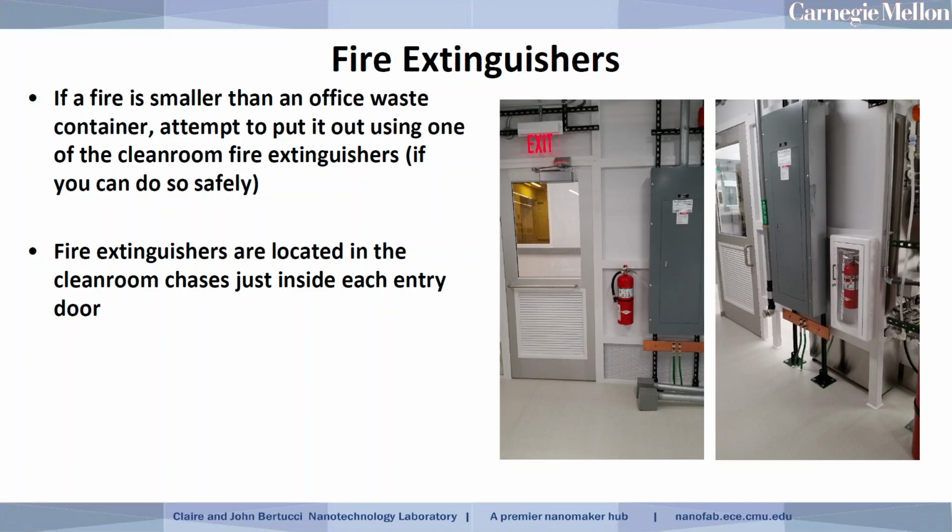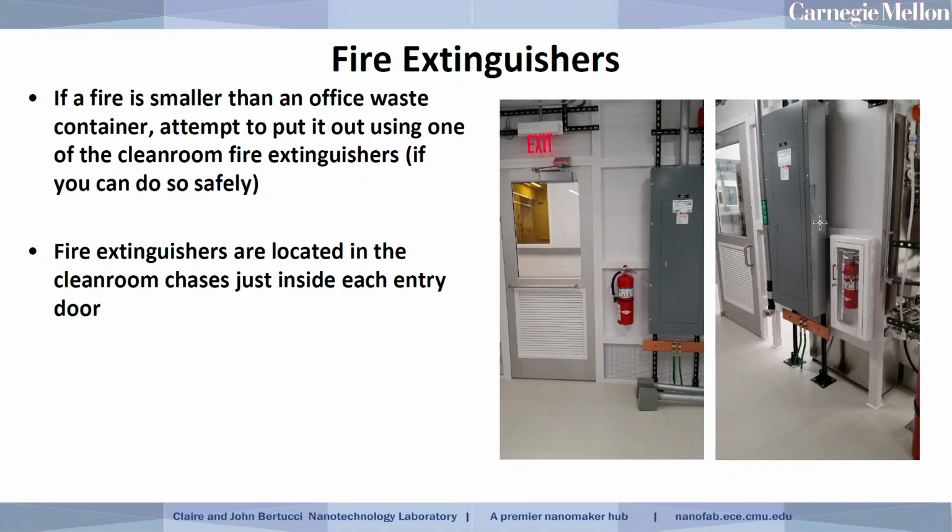So we require all users to complete fire extinguisher training, as we mentioned at the beginning of the presentation. Fire extinguishers are always located just inside the clean room chases, which are accessible from either end of the bay. Typically they'll be mounted directly on the wall, or they might be located inside a box mounted on the wall. You're never going to be more than about 20 feet from a fire extinguisher, no matter where you are in the clean room.